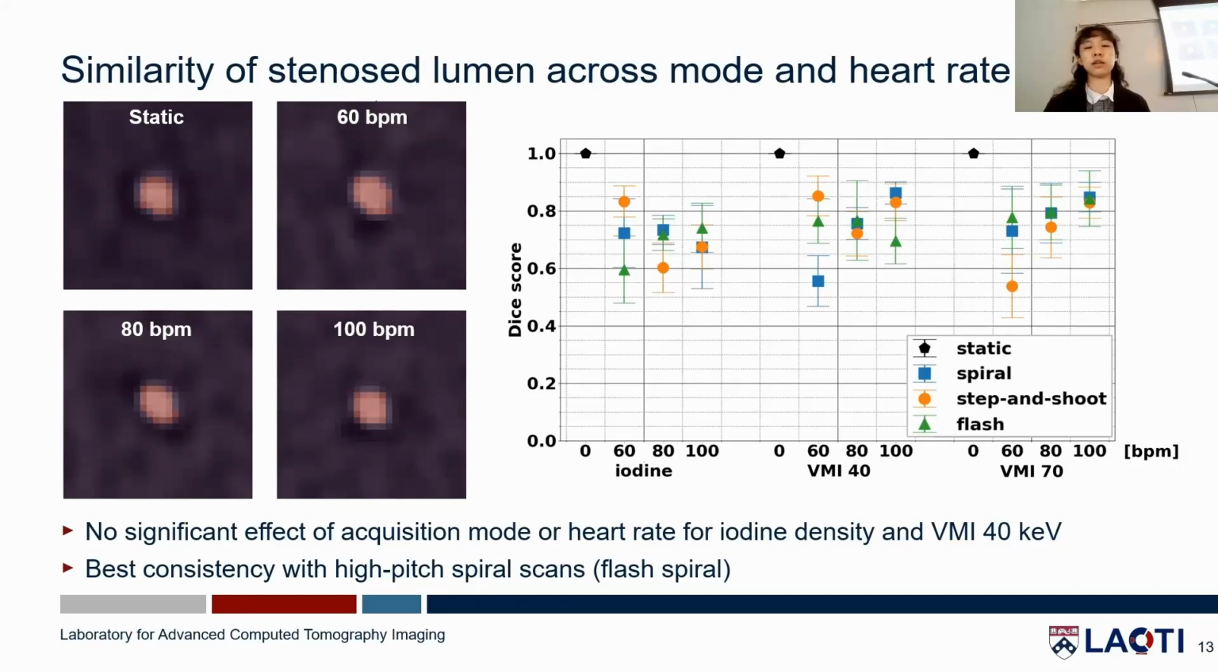And this is corroborated by the dice score as seen here on the right, where the x-axis is the combination of the heart rate as well as the spectral results. And the y-axis is the dice score. In general, there's no significant effect of acquisition mode or heart rate for both the iodine density and the virtual monogenic images at 40 keV. And it's worth noting just visually that the high-pitch spiral scans tended to have the best consistency.